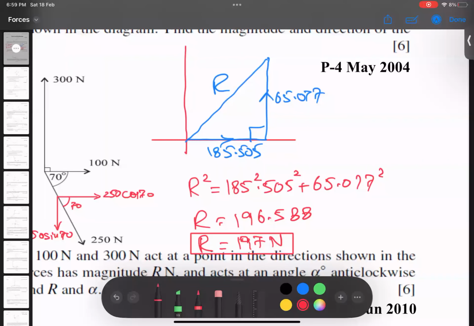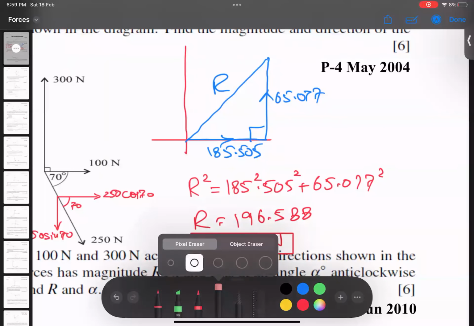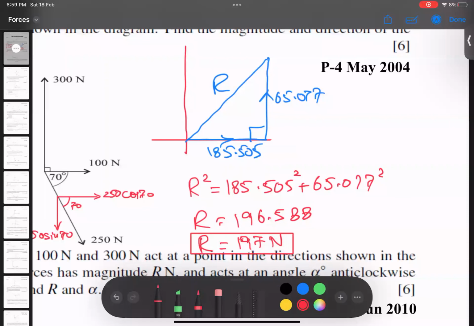Just a minute, please. Just let me make sure. 185.505 squared plus 65.077 squared and take the root of the whole. Yes, it is correct. This part is done.